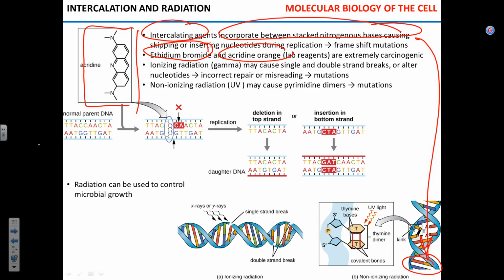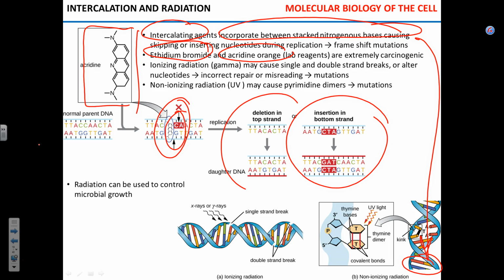So acridin orange is used in the lab. Again, you can work with those agents, but you should be cautious and don't touch it with naked skin. Now you can see that this exemplifies when there's an insertion, these nucleotides are being missed, so you have a frame shift mutation. Another common mutagen is the radiation.